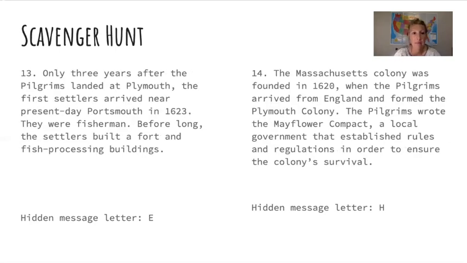Number 13. Only 3 years after the Pilgrims landed at Plymouth, the first settlers arrived near present-day Portsmouth in 1623. They were fishermen. Before long, the settlers built a fort and fish processing buildings. Hidden message letter E.